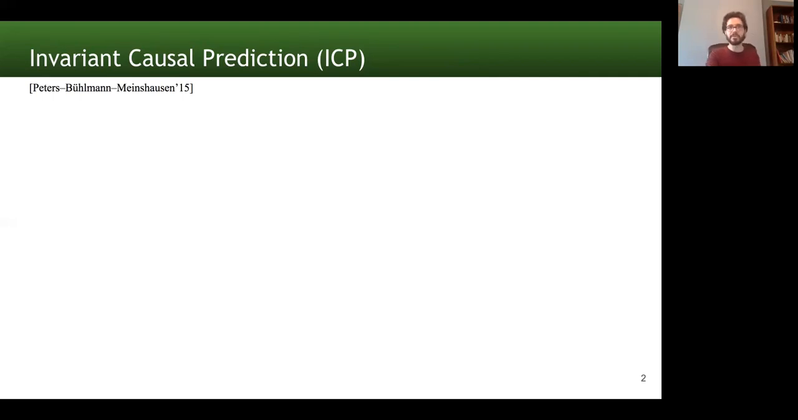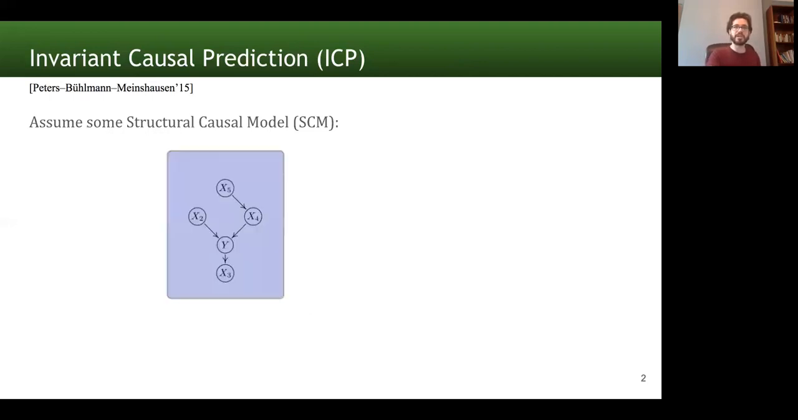So here's how invariant causal prediction works. We're going to assume that the data is generated by some structural causal model. What this means is that maybe there's some directed acyclic graph which describes how the covariates and the target variable y are generated. In particular, we're going to assume that each node is generated as some functional form of its direct parents, and then some additional exogenous noise epsilon. This is a pretty typical assumption for causal inference and causal discovery.